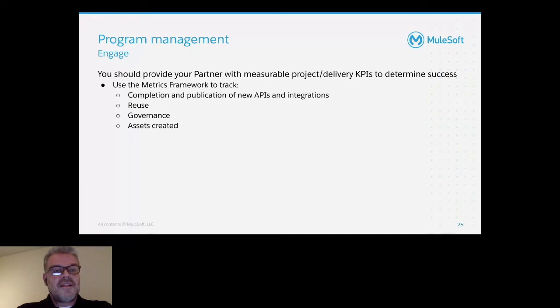So this should be defined so that the partner knows exactly, how are you measuring me? What do I need to complete to get an A, or maybe even an A+.